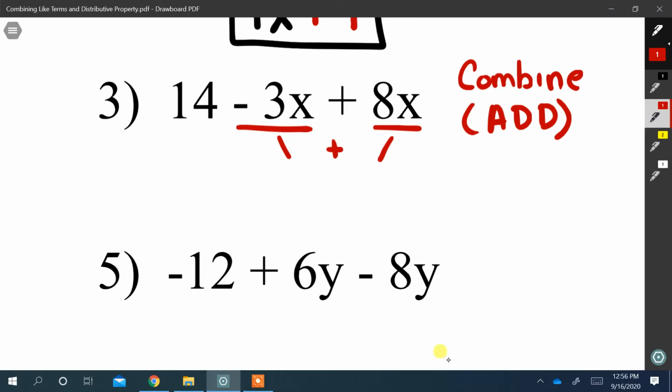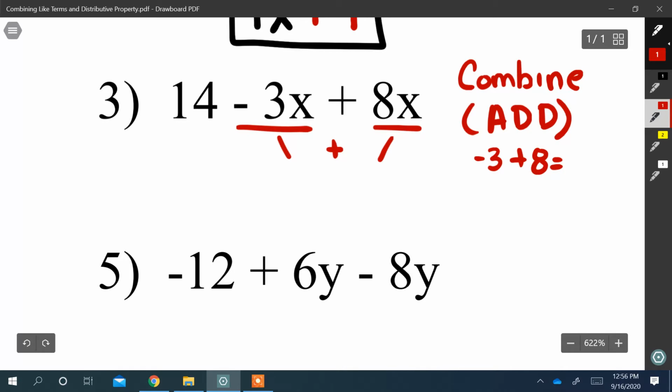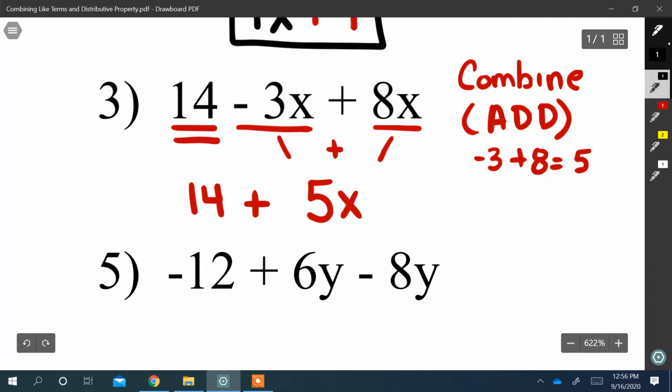Well, negative 3 plus 8, we have more positives, so I know my answer better be positive. And because I have a negative and a positive, I know I have to subtract. So 8 minus 3, that will be 5. So I'm going to get 5x. Well, how about this 14 right here? Well, you can add it right here: 14 plus 5x.